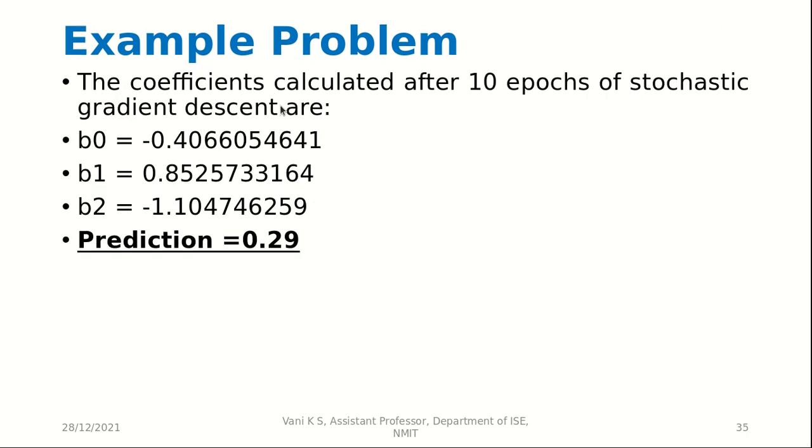Then the coefficients calculated after 10 epochs will be something like this, and the prediction will be something like this, 0.29. Since this is less than 0.5, we can assume that this is 0.